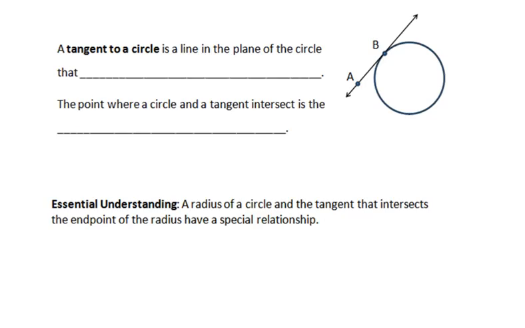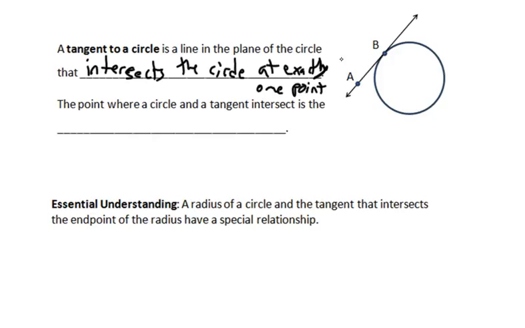So let's start off. A tangent to a circle is a line in the plane of a circle that intersects the circle at exactly one point. And that point would be right there, B. So it's a line that essentially just scrapes the circle. It touches it at exactly one point.